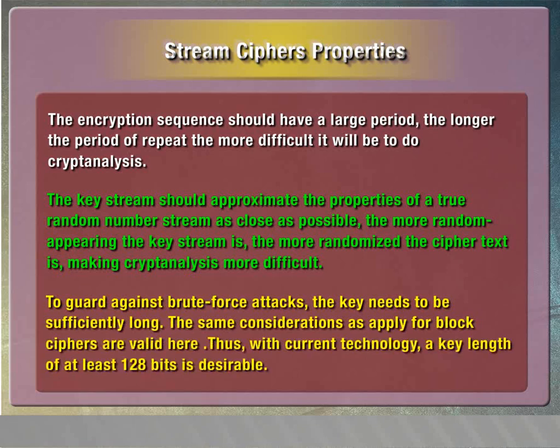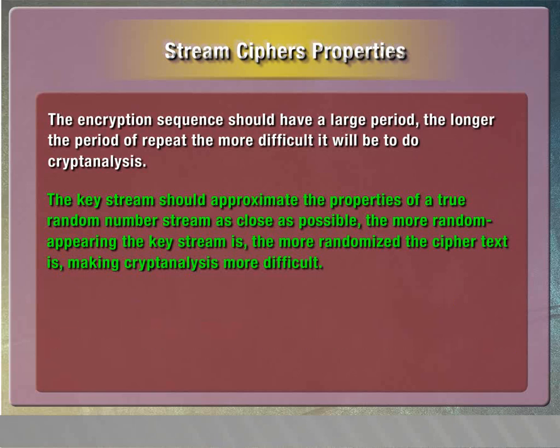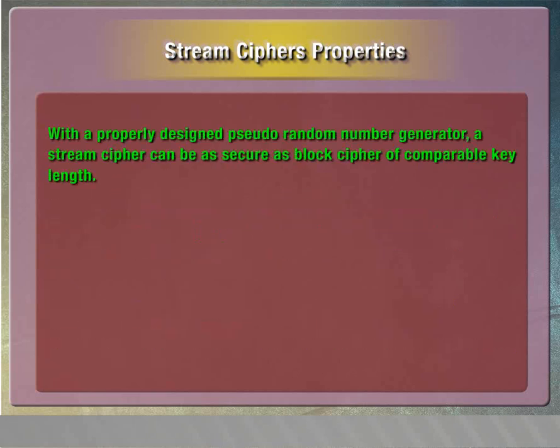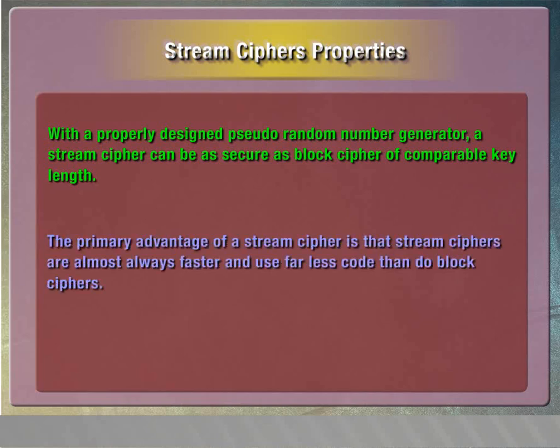To guard against brute force attacks, the key needs to be sufficiently long. The same considerations as apply for block ciphers are valid here. Thus, with current technology, a key length of at least 128 bits is desirable. With a properly designed pseudo-random number generator, a stream cipher can be as secure as a block cipher of comparable key length. The primary advantage of a stream cipher is that stream ciphers are almost always faster and use far less code than block ciphers.